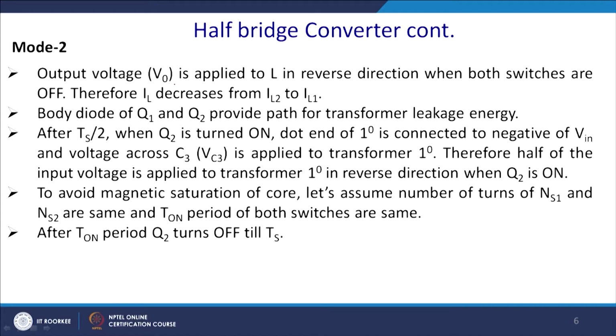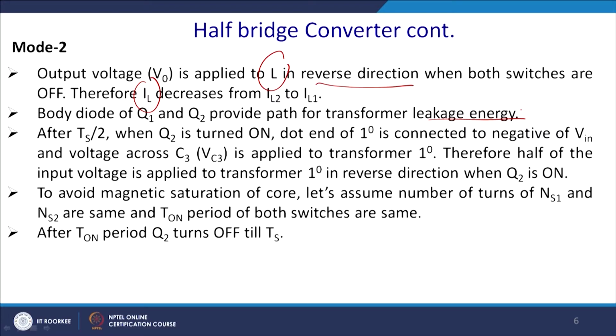Output voltage is applied to the inductor in the reverse direction when both the switches are off. Therefore, the inductor current decreases from L2 to L1. The body diodes of Q1 and Q2 provide a path for the transformer leakage energy.